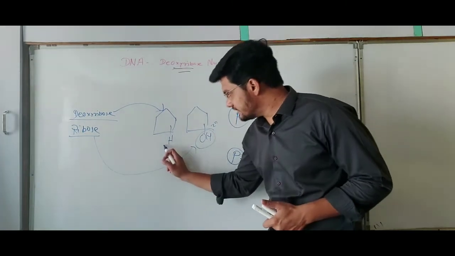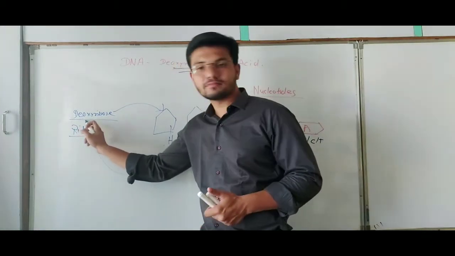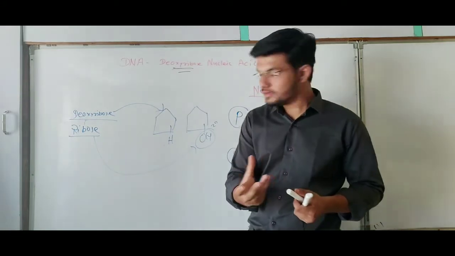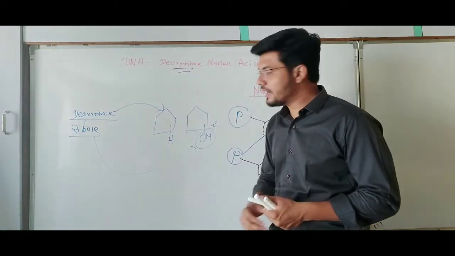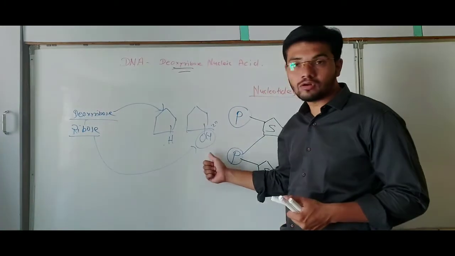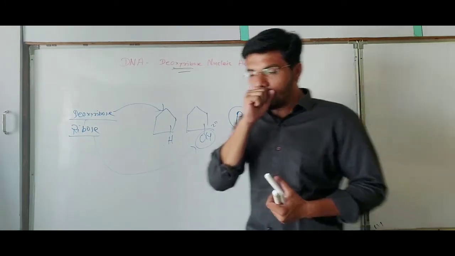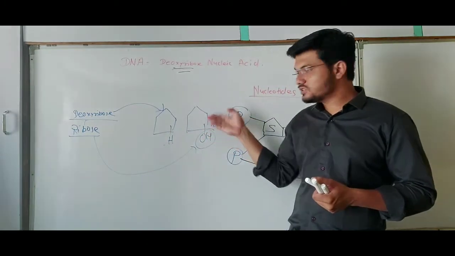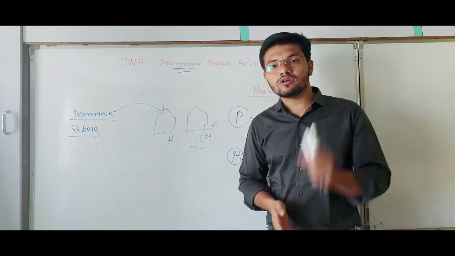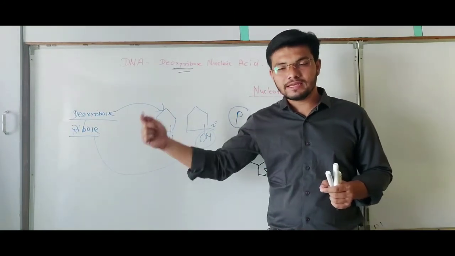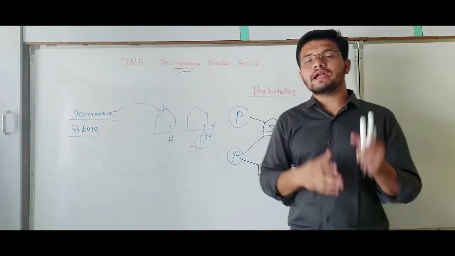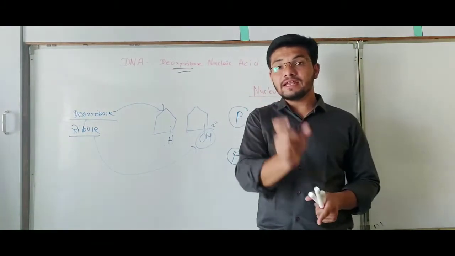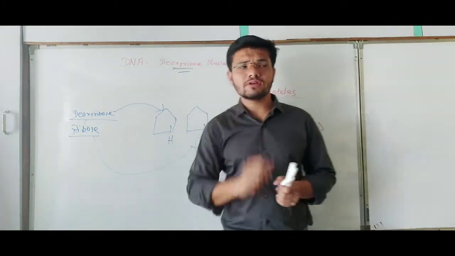So here oxygen is absent, and that's why it is deoxyribose sugar. So in DNA, the deoxyribose sugar is present, and in RNA, the ribose sugar is present, on which the second carbon hydroxyl group is present. And in case of deoxyribose sugar, the hydroxyl group is absent, only hydrogen is present there. So that's why the name is deoxyribose. That is the first difference.